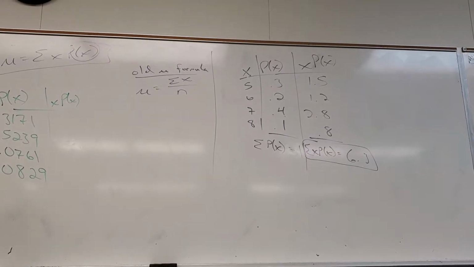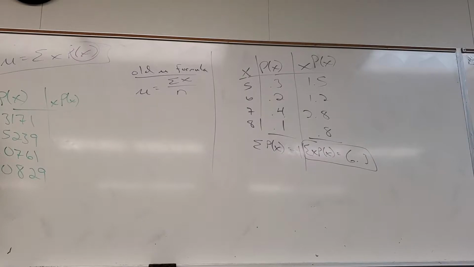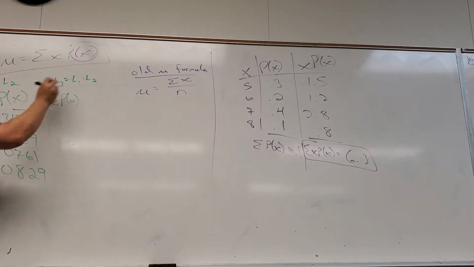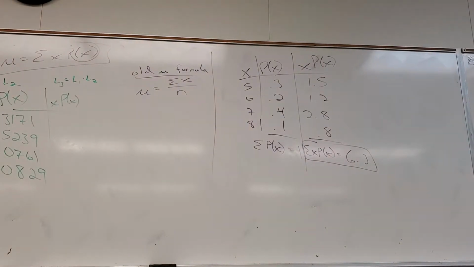Real quick, since I got this up here, let's figure out what the mean is. Somebody help me out. So this is going to just be multiplying x times p of x. And you can start to see how you could do L1, L2, and L3 would be L1 times L2. Do you see that? If I give you a long list of these, you might want to do it that way.